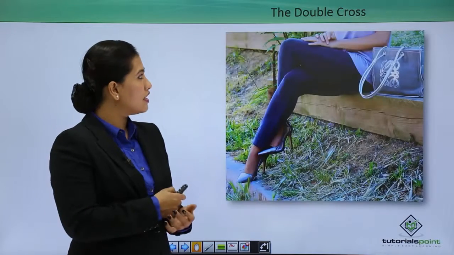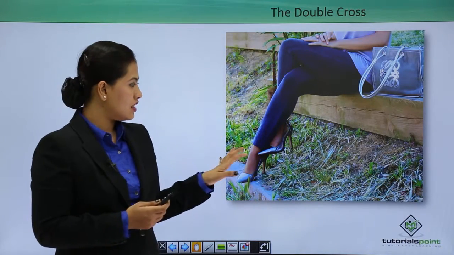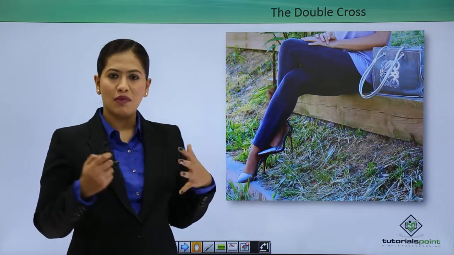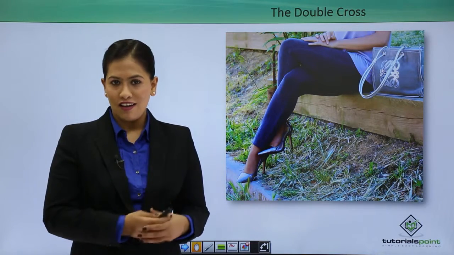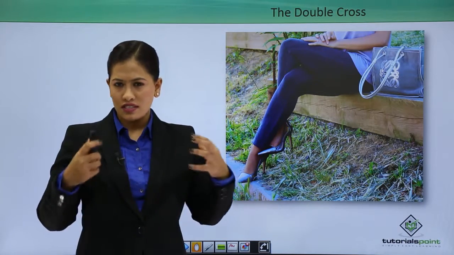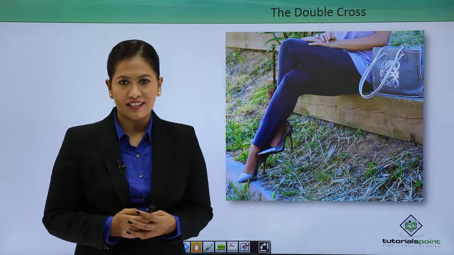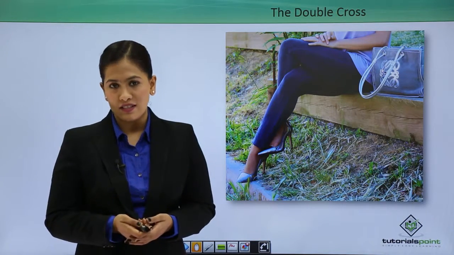So moving on and understanding the double cross leg position. Over here what I technically do is I place my feet on the other leg, and I also cross my hands. So this is again a depiction of rude body language that doesn't come out on professional lines, and doesn't come out on friendly lines as well.